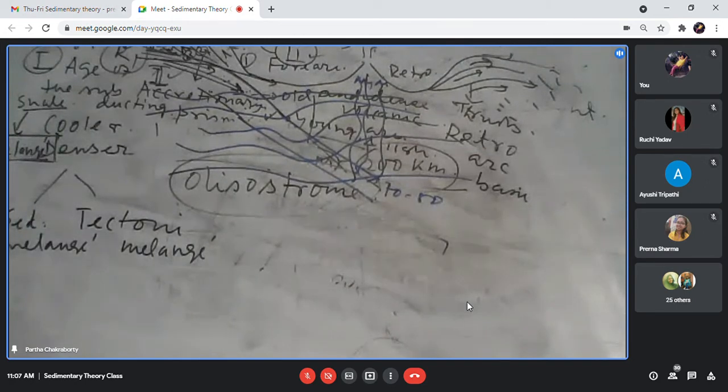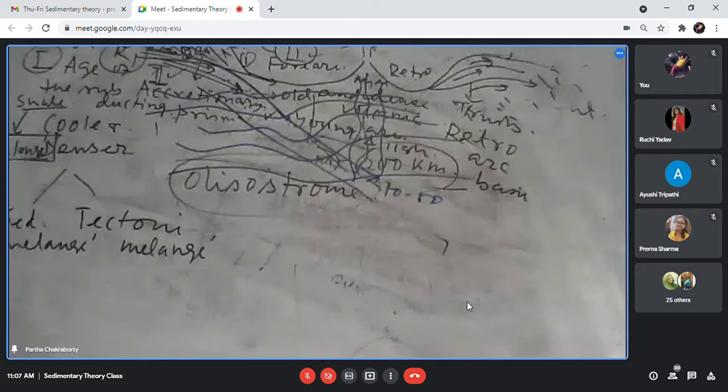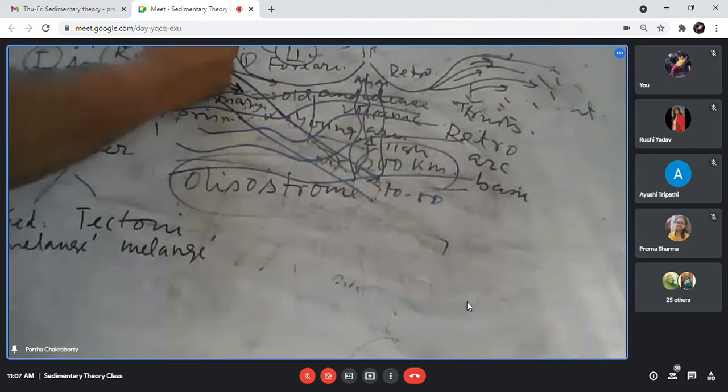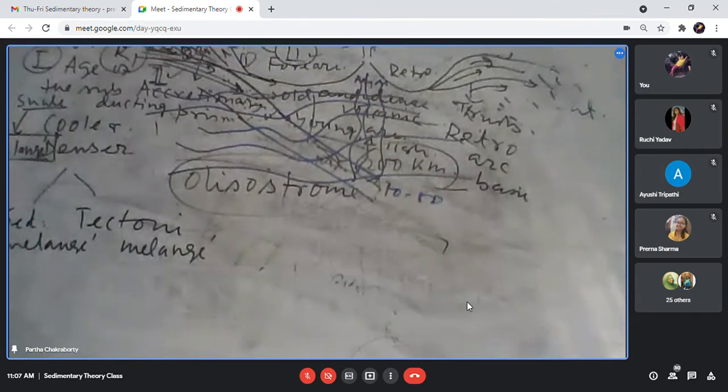Okay, now what will be the sedimentary product of the outer arc? The outer arc will mostly get sediment from this thrust block, and these thrust blocks are basically the ophiolite slices, which have the ultramafic, sheeted dike, pillow basalt, radiolarian chert, all these. That is the typical ophiolite succession.